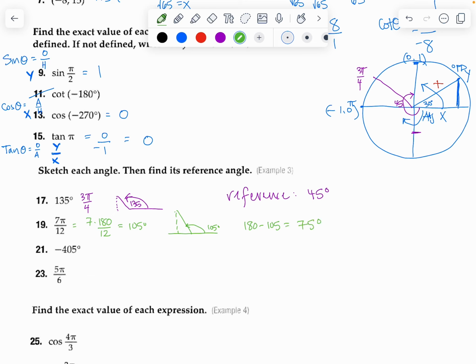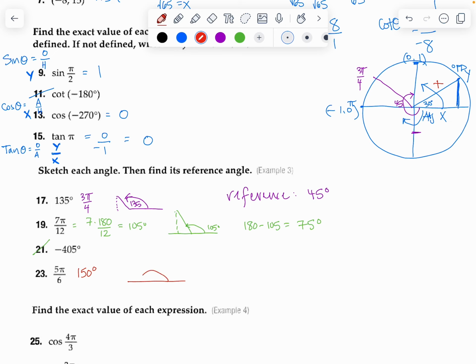Okay, let's skip 405, negative 405, and let's do 5 pi over 6. We'll do that in red. 5 pi over 6 is on the unit circle. That exists at 5 times 30. That's 150 degrees. Not necessary to know that, but sometimes it helps me to think in terms of degrees.